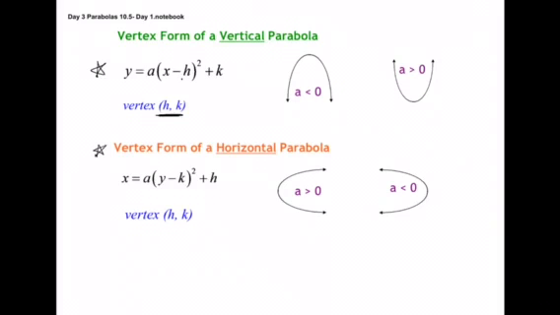Vertex form of a horizontal parabola, you can see that our x and our y switched spots, and our h and our k switched spots. So the formula for a horizontal parabola is x is equal to a times the quantity of y minus k squared plus h, and our vertex is still h comma k. If a is greater than 0, our parabola is going to open up to the right, and if a is less than 0, our parabola is going to open to the left. So this must be memorized.